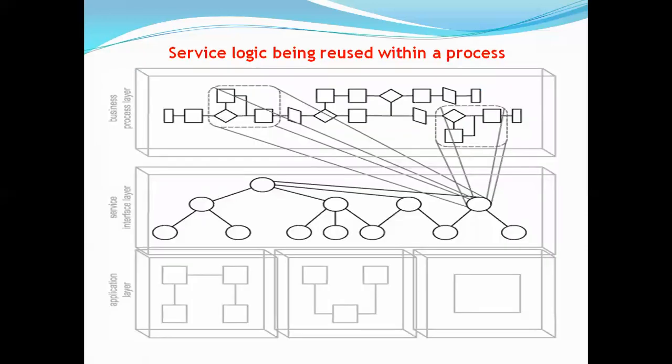So let us see with the help of the example. Service logic being reused within a process. So you design the GUI. Here I am designing the GUI with the help of the application layer. The application layer is used for writing the client application. So I am writing the client application in Java, PHP or ASP.NET, and I am designing the GUI.